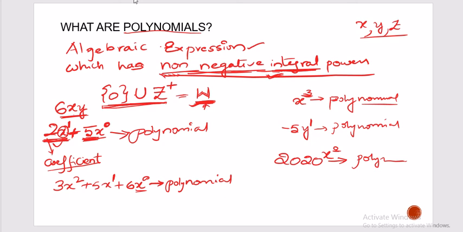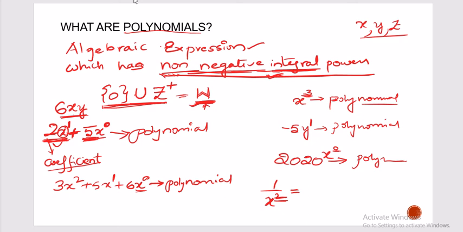Suppose I consider some other things, like 1 by x². Can you say that it is a polynomial? You might think that since we have x power 2, it is a polynomial, but actually it is not. First of all, you need to change it. The variable should always be present in the numerator. If you have constants in the denominator, then you can leave it, but whenever you have variables, the variable should be present in the numerator only.